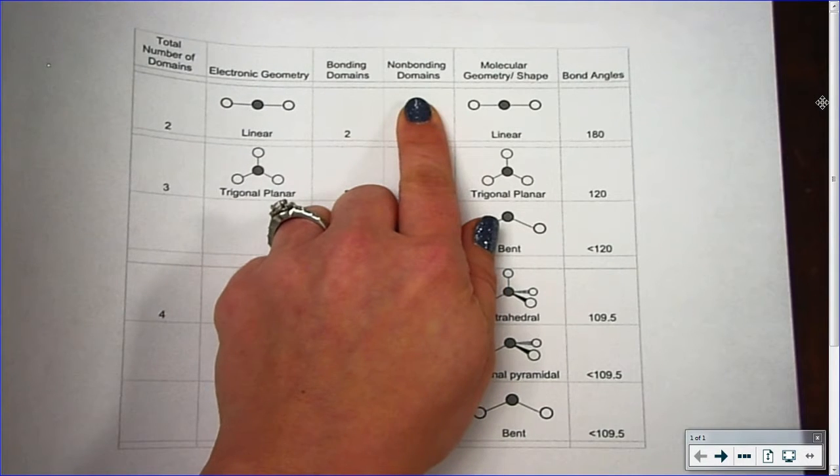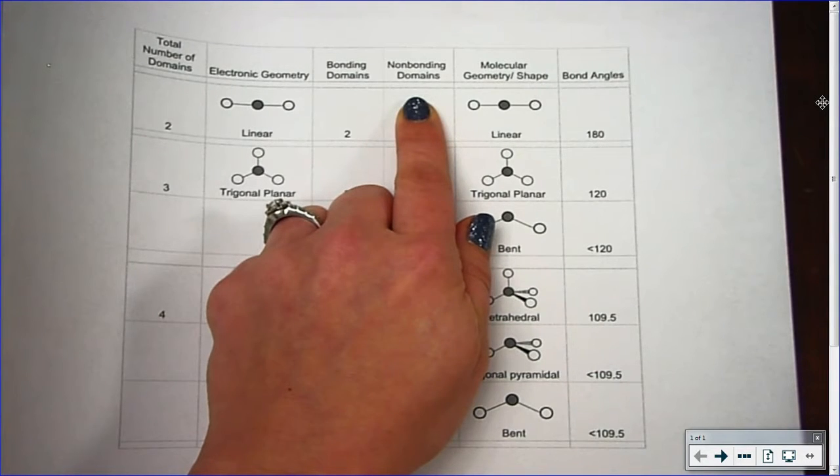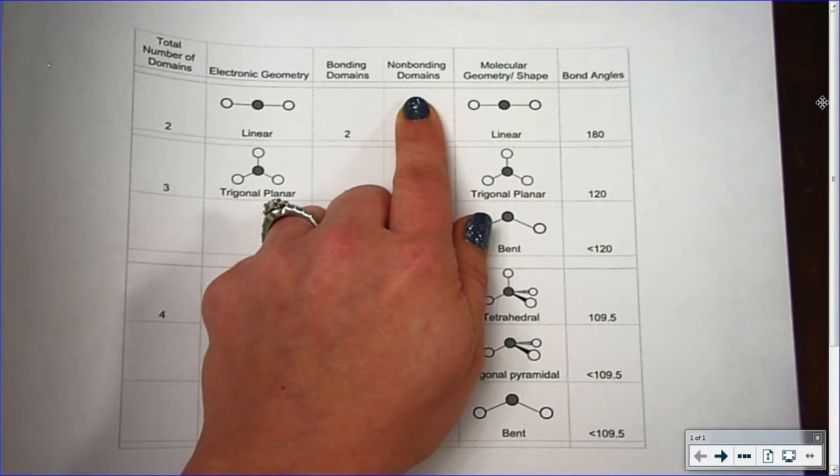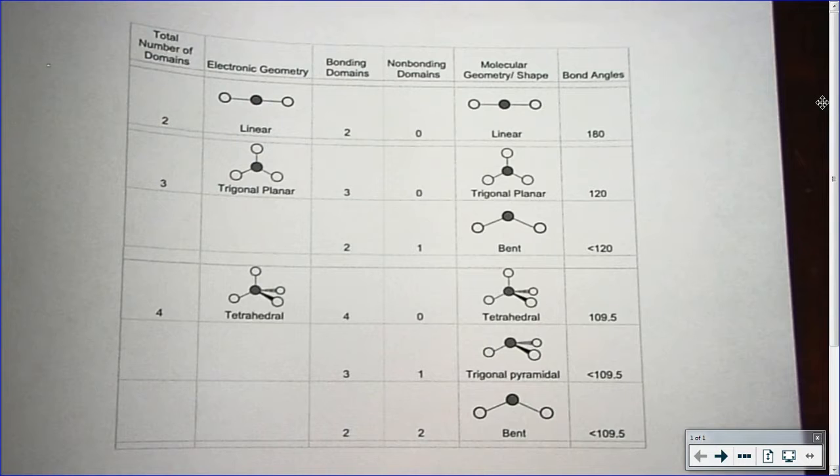Non-bonding domains. These are your lone pairs. Every lone pair, or 2 dots, counts as one non-bonding domain. Again, you can think of these as areas, so you normally typically draw your electrons together in pairs, so that would count as 1. So let's go ahead and practice this.